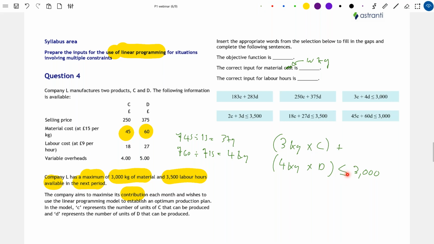And the inequality, this open side, faces towards the number that these must be less than. So looking to our options, we can see that 3C plus 4D is less than or equal to 3,000.